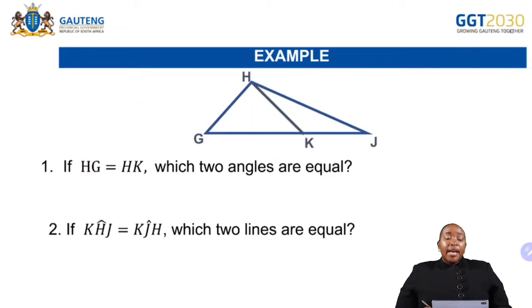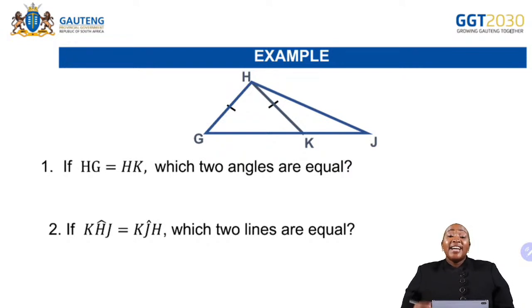Now we are going to work through this together. Here it says if HG is equal to HK, which two angles are equal? So we have a diagram here. It's been labeled for us. Now let's identify the equal sides because we are given two equal sides here. The first one is HG and the second one is HK, right? Now we've identified them. What type of triangle is this?